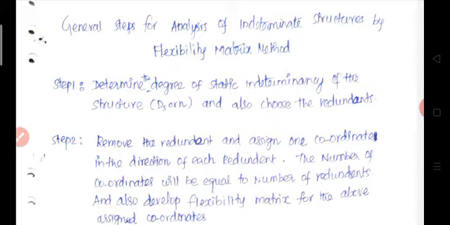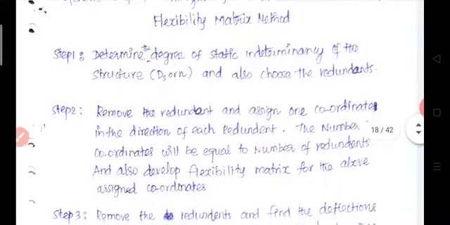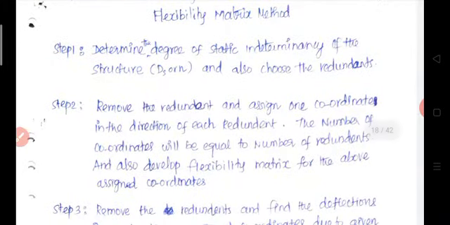Then flexibility matrix is one of the methods of analysis of structure by the force method. So, in this force method, forces are treated as unknown. Then these unknown forces are determined with the help of additional compatibility equations. So first, let us see the step by step procedure.